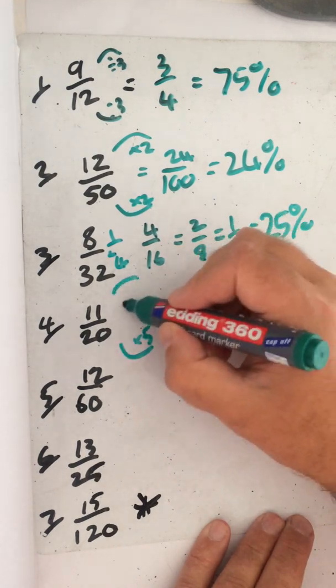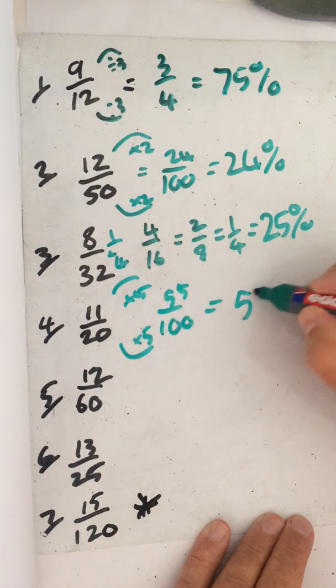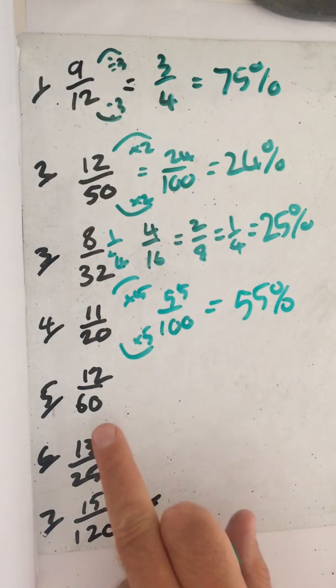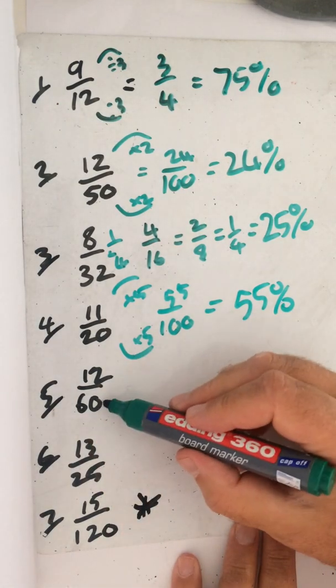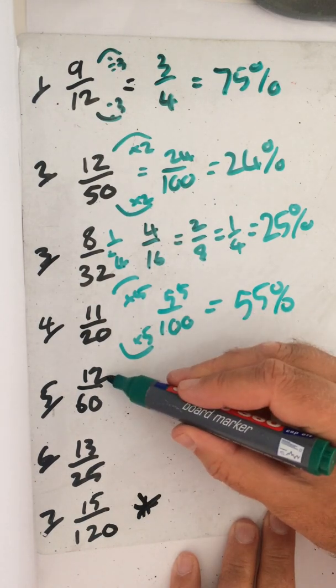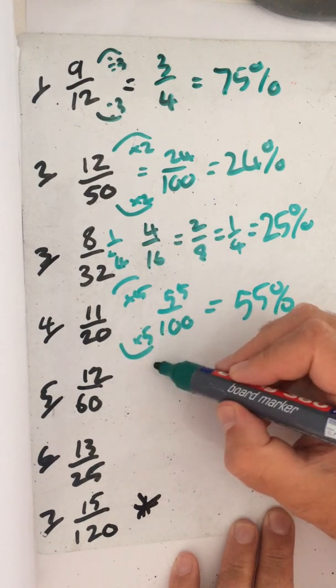Times by 5, times by 5, 55 over 100, 55%. Mark these as you're going, please. A little bit trickier, this one. But again, I'm just going to try and simplify it. So let's have a little look. Let's just go through slowly.